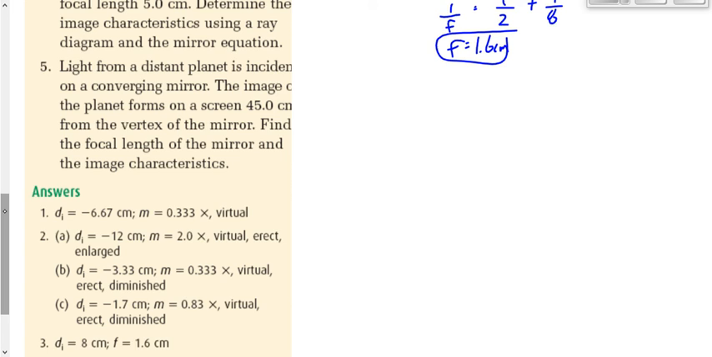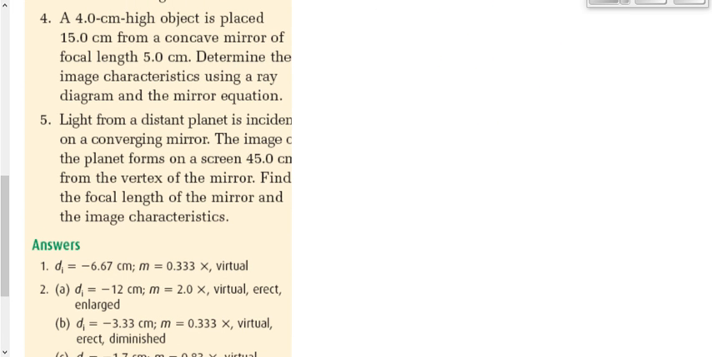Finally, number 5. This is kind of neat, actually. It's kind of tricky, though. A little bit more than what we usually see here.